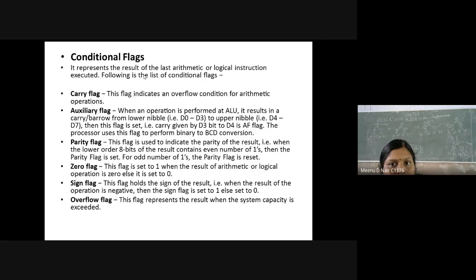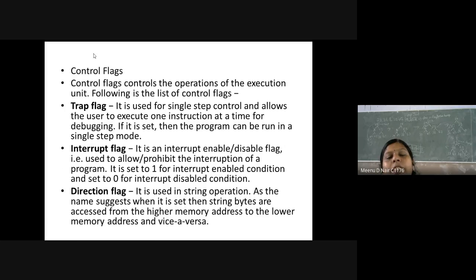The conditional flag is based on the result of the ALU. Whatever the result is in the ALU, that is how the conditional flag will be set. And the control flag will control the operation of the complete execution unit. There are three of them: trap flag, interrupt flag, and direction flag.